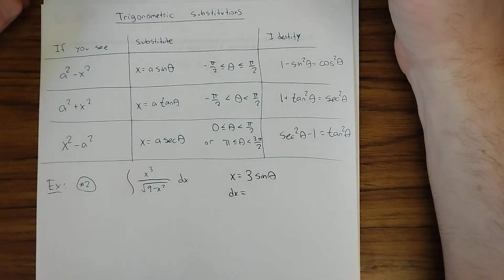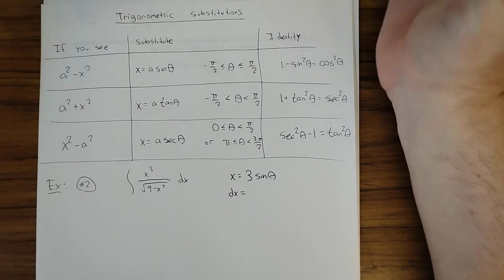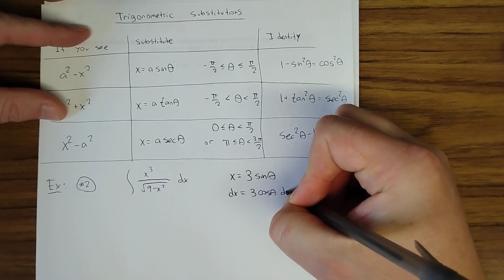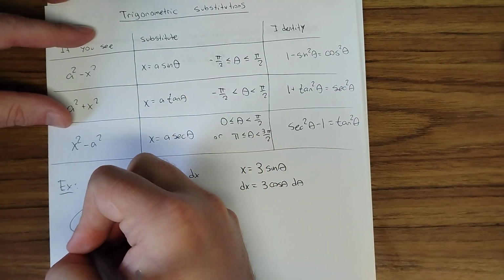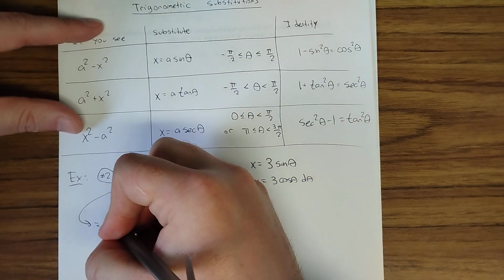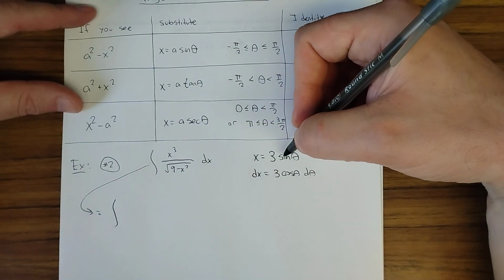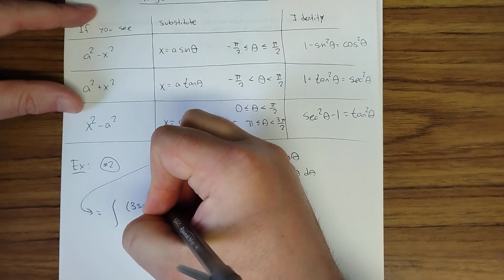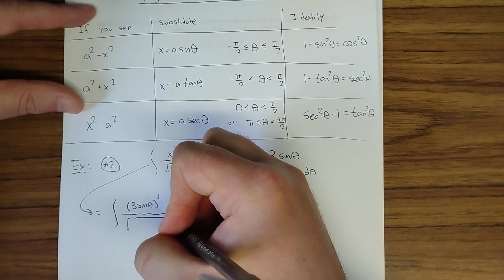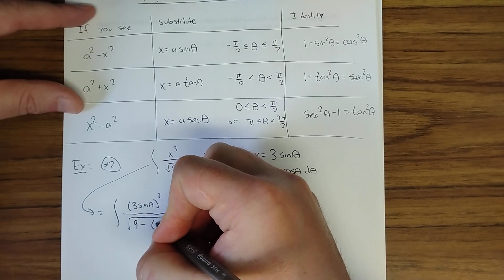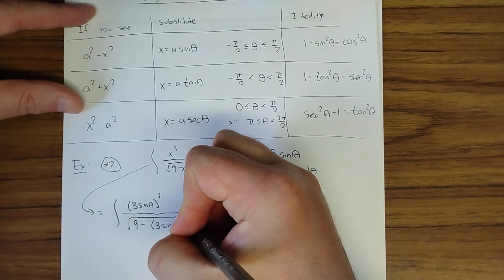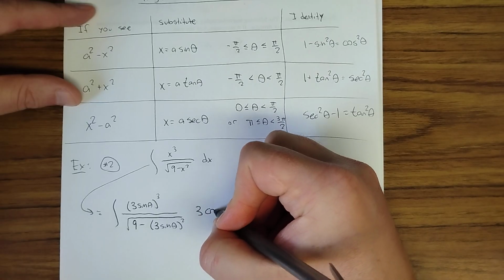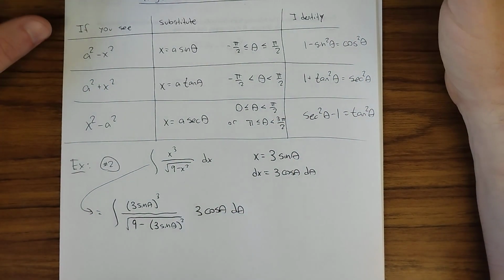Whenever we do a substitution, including a trig substitution, I need to do something with the d stuff, like dx. So this would be 3 cosine theta d theta. And then this turns into, okay, x is 3 sine theta. Here, I'm not going to try to be clever. I'm just going to literally replace all the x's with 3 sine theta, and the dx gets replaced with 3 cosine theta d theta.